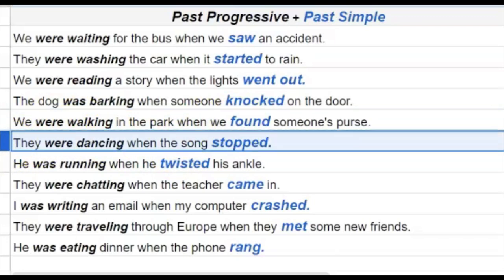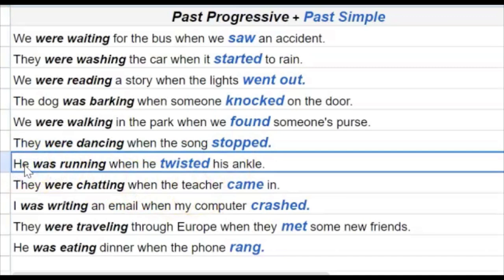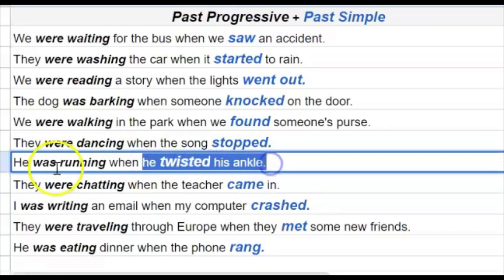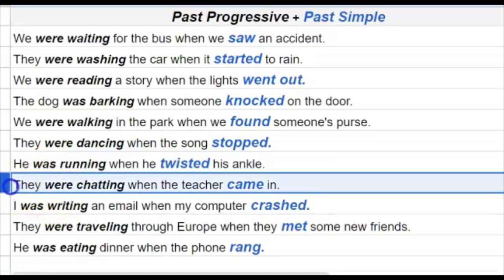Next sentence: they were dancing when the song stopped. Were dancing, past progressive, and stopped, past simple. He was running when he twisted his ankle. Was running, past progressive, twisted, past simple. Again, we could switch the order. He twisted his ankle when he was running, or while he was running.